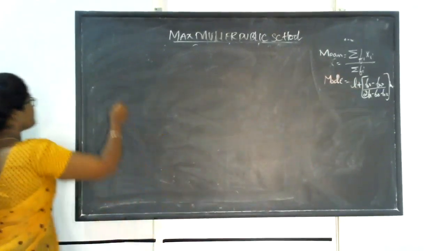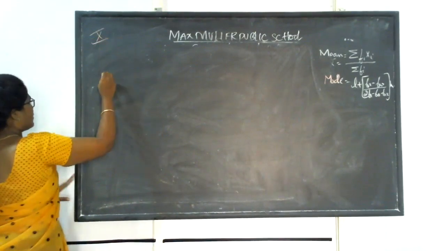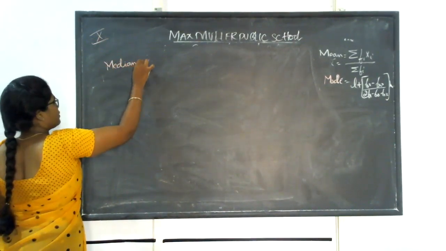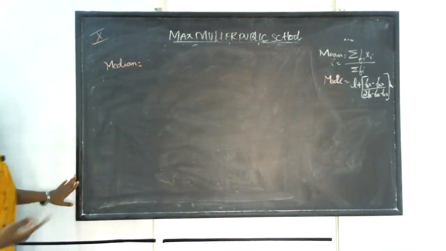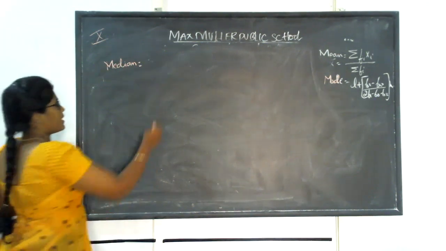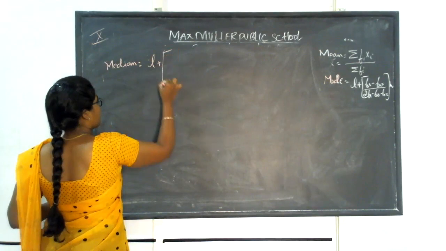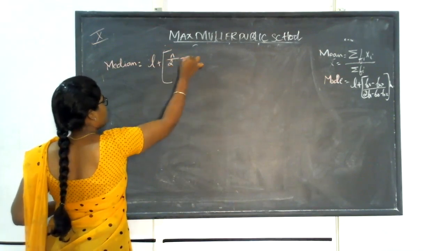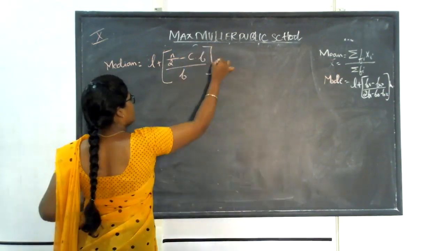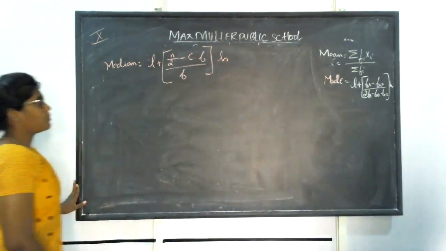Now, we are going to find the median. How are you going to find the median? As you had a modal class in the mode, here also you will have a median class. So let me write: L plus (n by 2 minus CF) divided by F into H. These are the formulas that you should remember.